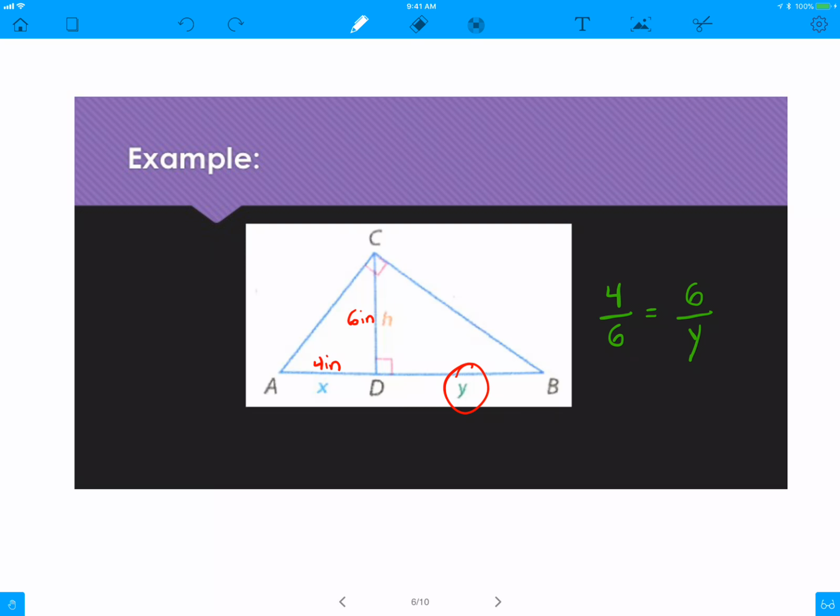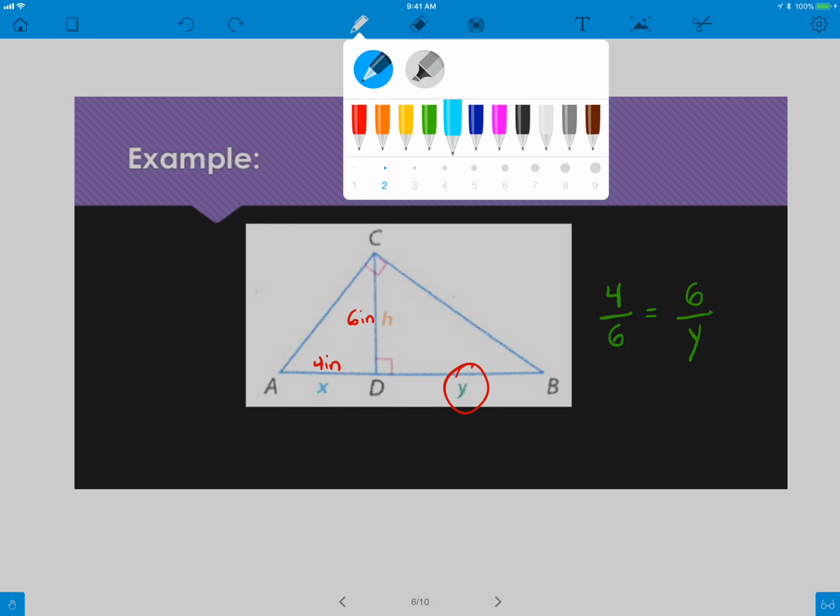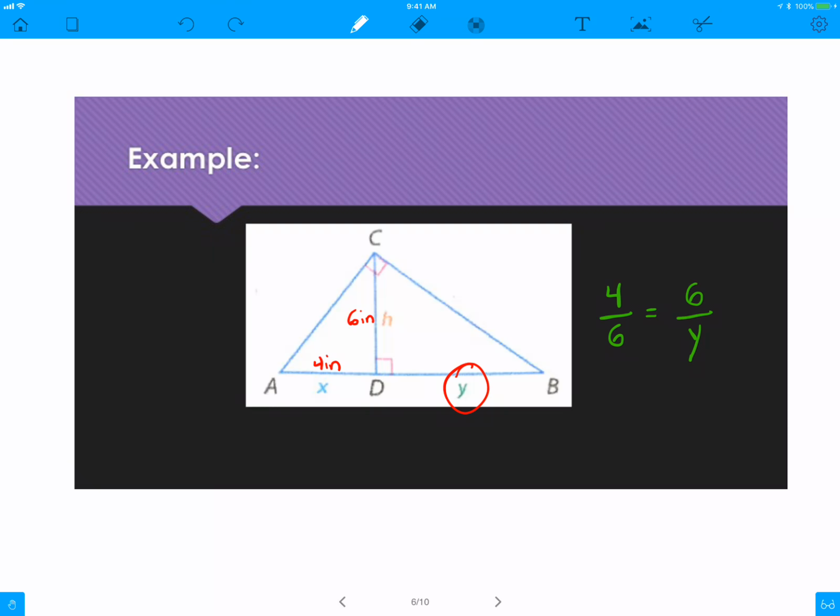Now, to solve this, what we talked about last time was you start with the number above or below the y. So wherever the y is at, you start with the number above or below it. In this case, we're starting with the 6. You cross multiply and divide, and it looks like a goldfish. Yes, I'm going to draw a little goldfish here. I know that seems stupid, but you remember it. So we're taking 6 times 6, dividing by 4, and that gives me the length of y.